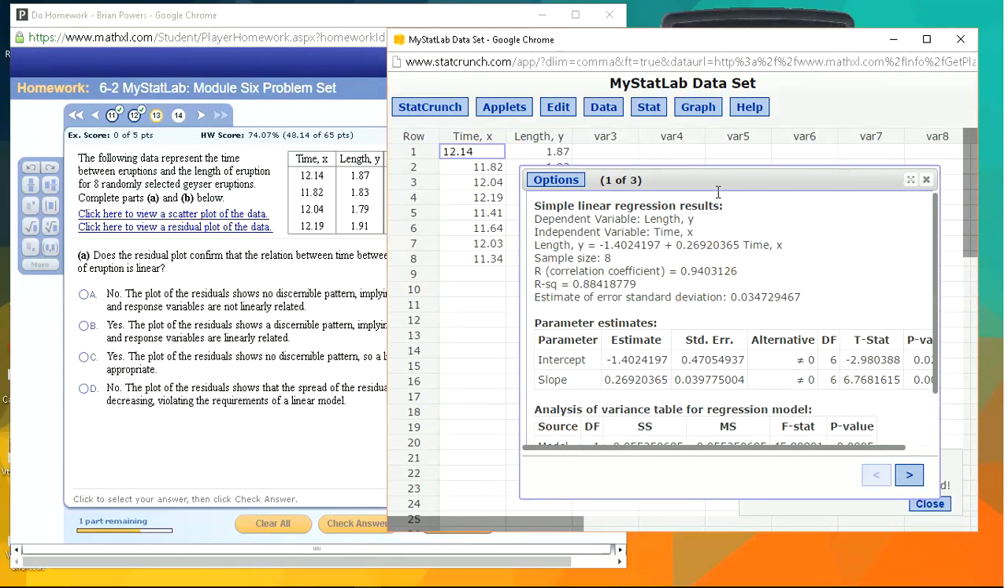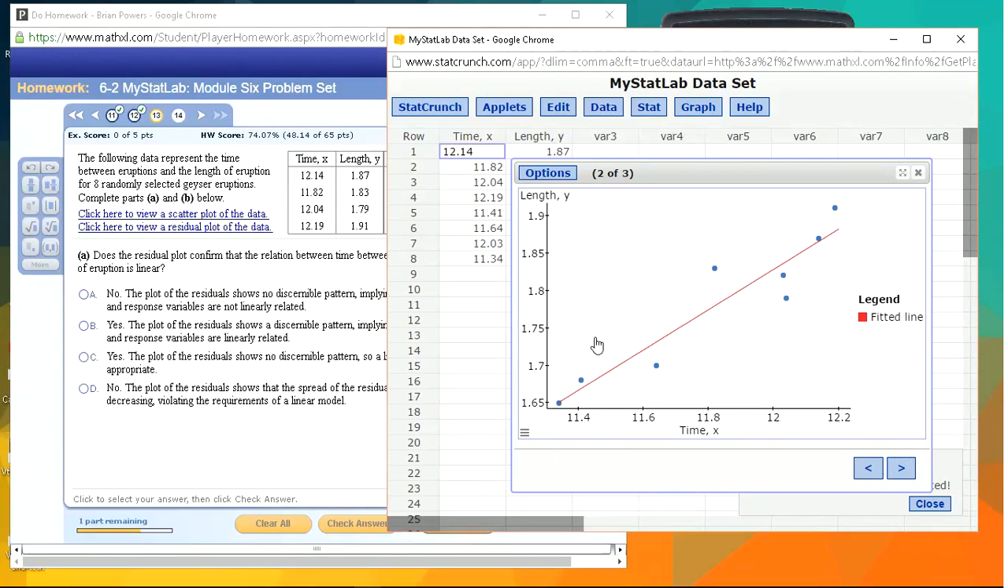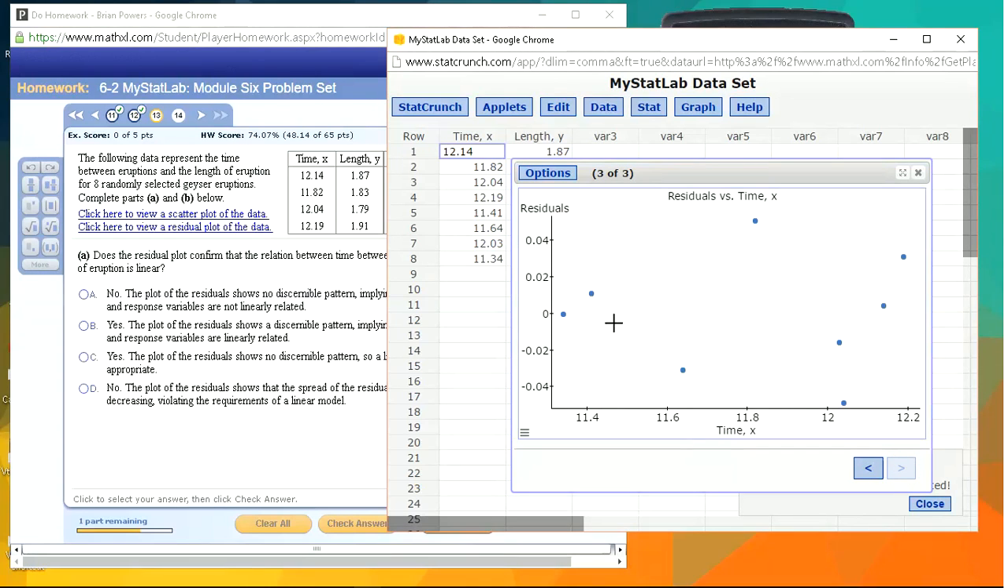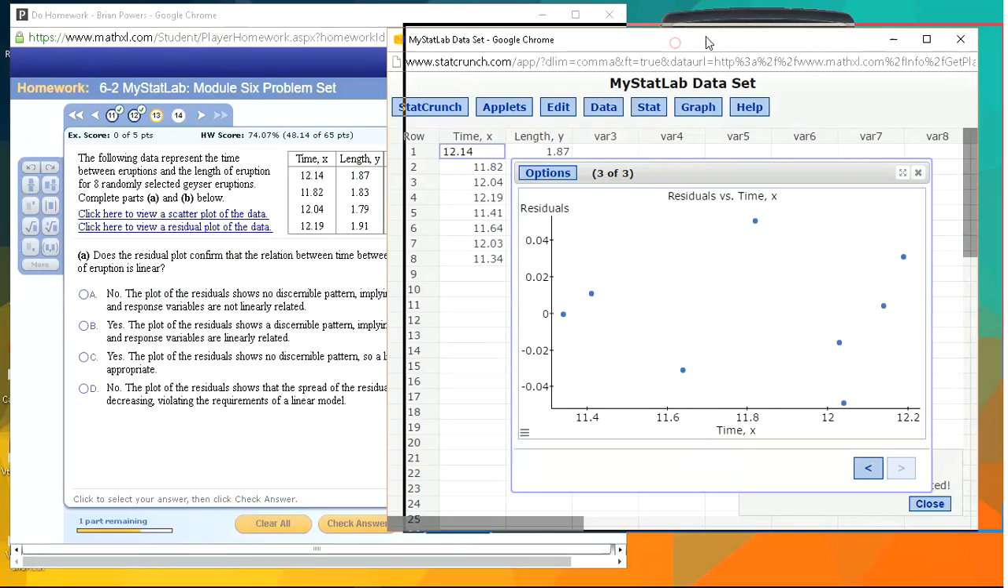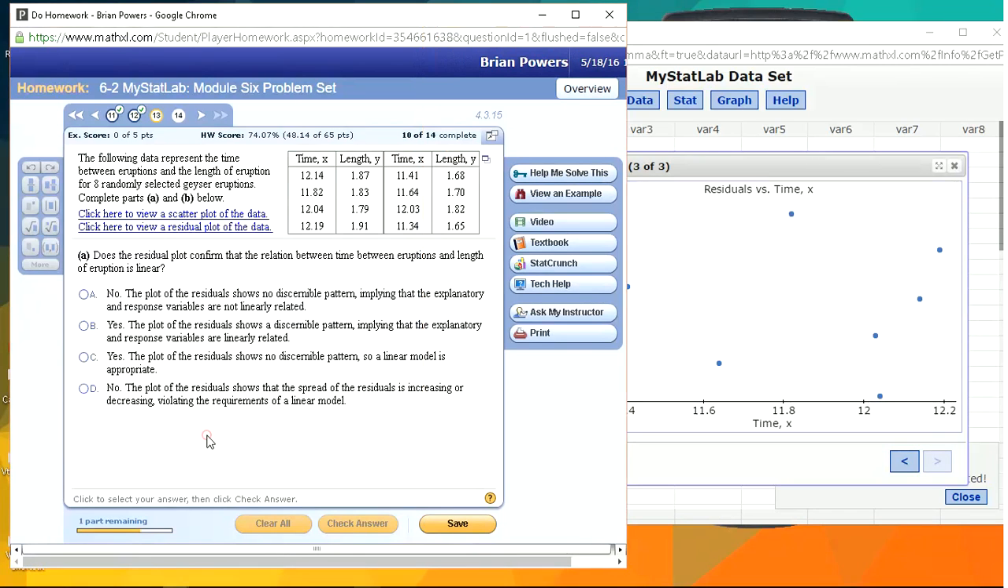So we get our output from linear regression. If you click there, we have our fitted line plot. Click again. This is our residuals. So looking at these residuals, this looks like a very nice residual plot. Things are scattered around, spread. I would say this looks fine. So does it confirm the relationship is linear? I would say, yeah, the plot shows no discernible pattern, so a linear model looks fine.